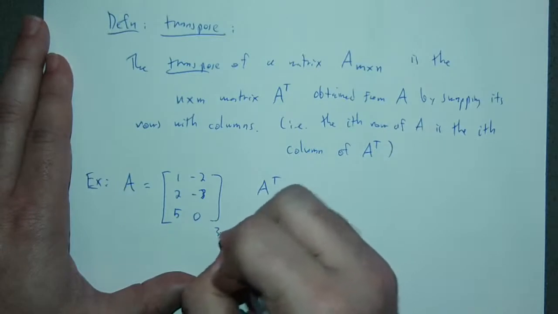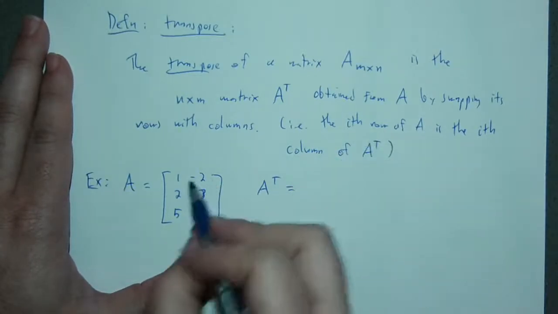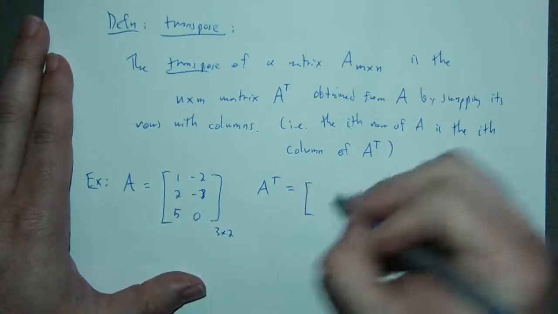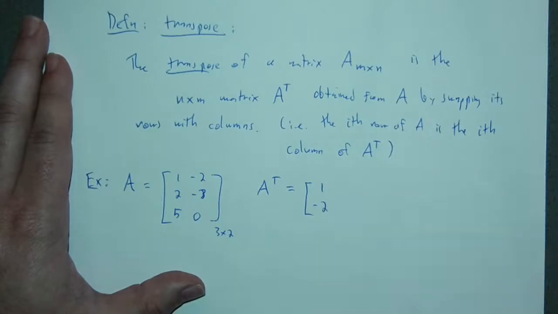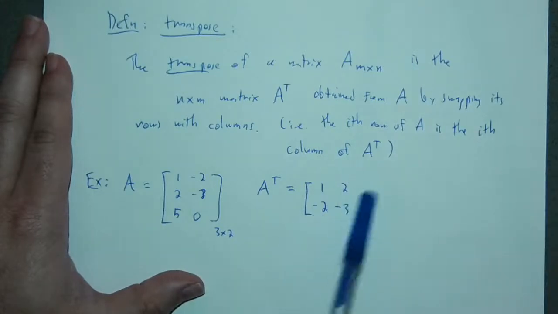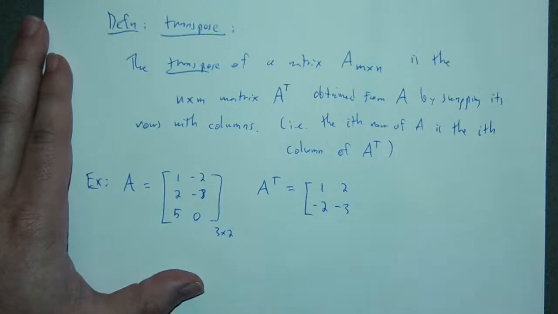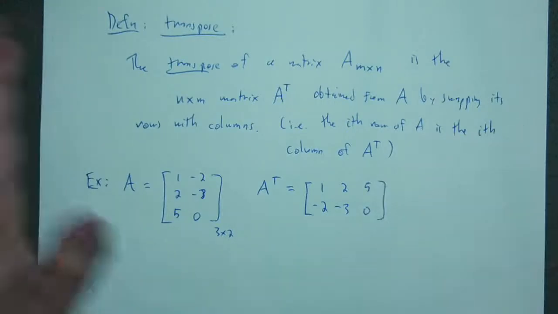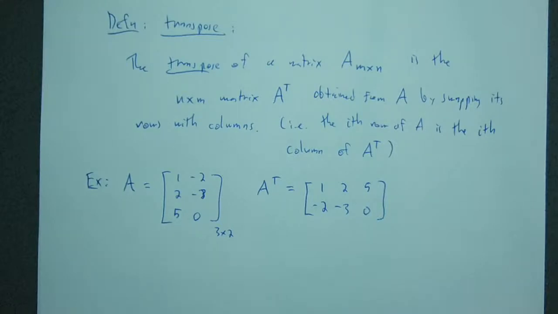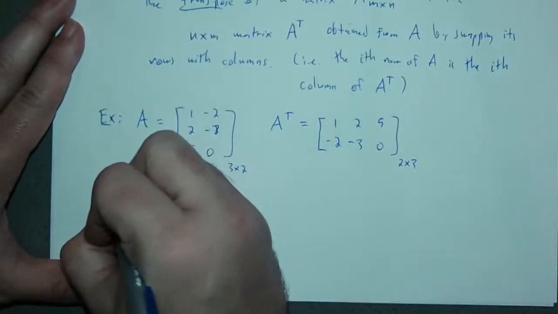So A is a 3 by 2, so A transpose should be a 2 by 3. Let's look at the first row of A, that's 1, minus 2. That becomes the first column of A transpose, so 1, minus 2. So the second column of A transpose comes from the second row of A, so that's 2, minus 3. And then lastly, the third column of A transpose comes from the third row of A, so that's 5, 0. Okay. So this is an example, and of course, just to check, this is 2 by 3. All right. So this is what transpose looks like. What are some facts about transpose?